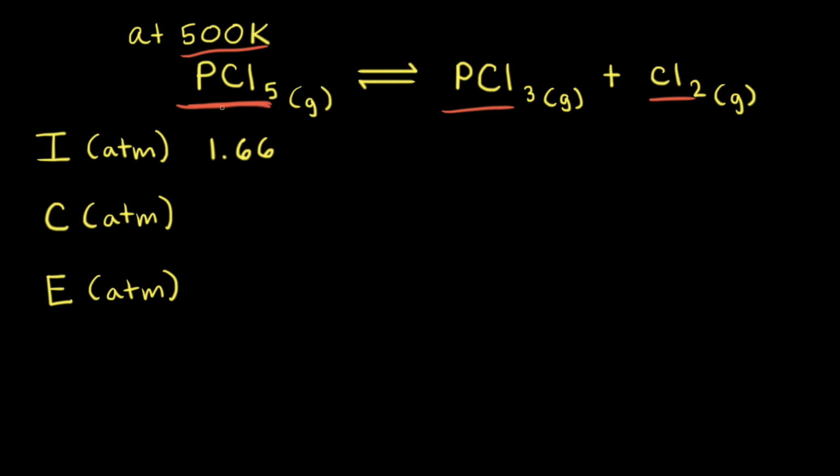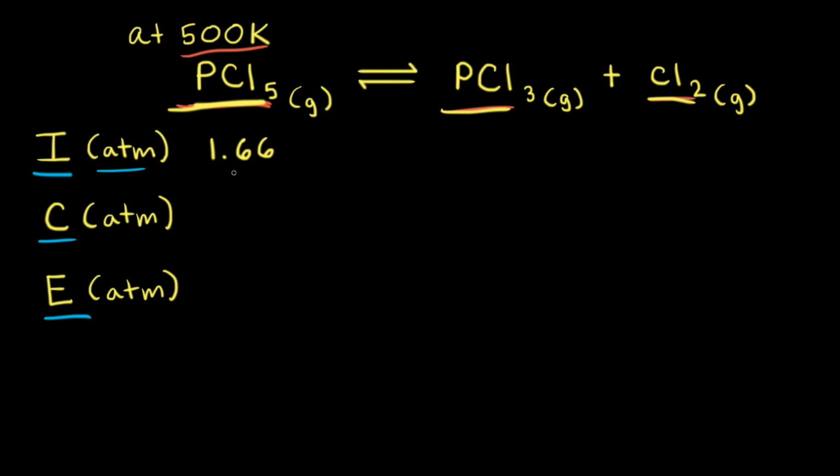Our goal is to calculate the equilibrium partial pressures of these three substances, so PCl5, PCl3, and Cl2. And from those equilibrium partial pressures, we can also calculate the Kp value for this reaction at 500 Kelvin. To help us find the equilibrium partial pressures, we're going to use an ICE table, where I stands for the initial partial pressure in atmospheres, C is the change in partial pressure, and E stands for the equilibrium partial pressure.